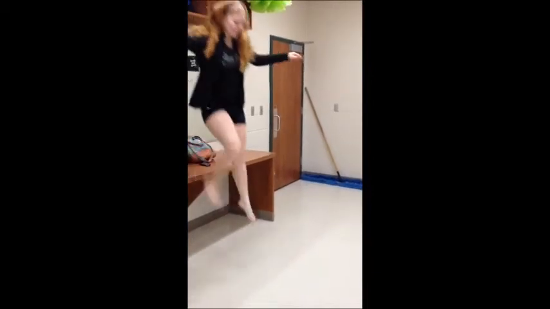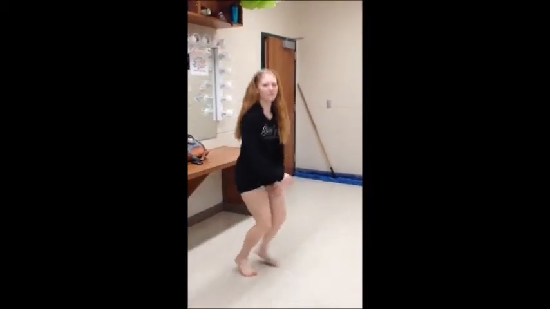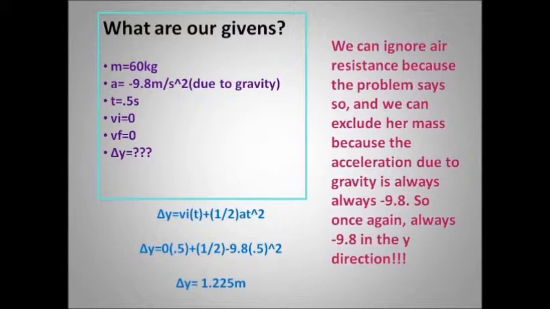Free fall is pretty simple in the fact that her mass doesn't even matter because we know that her acceleration is negative 9.8 regardless. Then the first part of the equation, which is VIT, is going to be canceled out since VI is 0 since she's falling from rest. So when you put all those numbers in, you end up just having to square 0.5, which equals 0.25, and you multiply that by 1/2 negative 9.8, which gets you 1.225 meters.